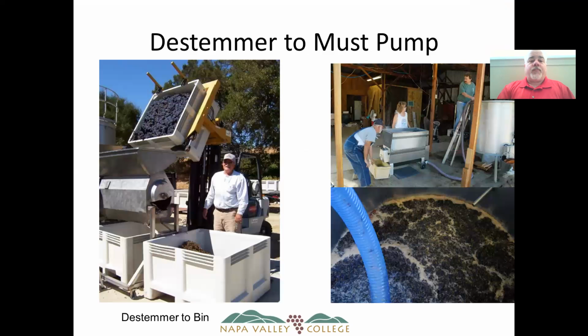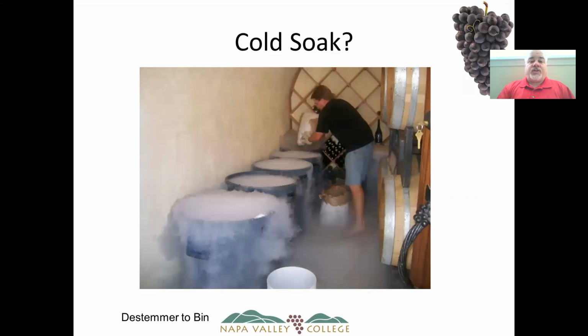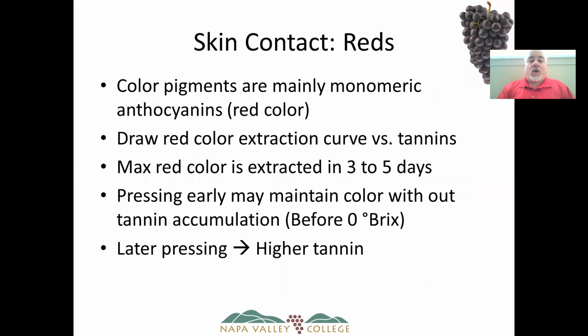What about red grapes? All right, destemmer to the must pump. So now I've got the must: skin, seeds, and juice. Maybe you'll go to a cold soak process. I'm not going to get into that, but that's another choice. There's a question mark here because that's just an option for certain styles or processes of making a red wine grape. So color pigments are mainly monomeric, meaning they're not chains. We have monomeric anthocyanins, single anthocyanin molecules, rather than polymerized anthocyanins.